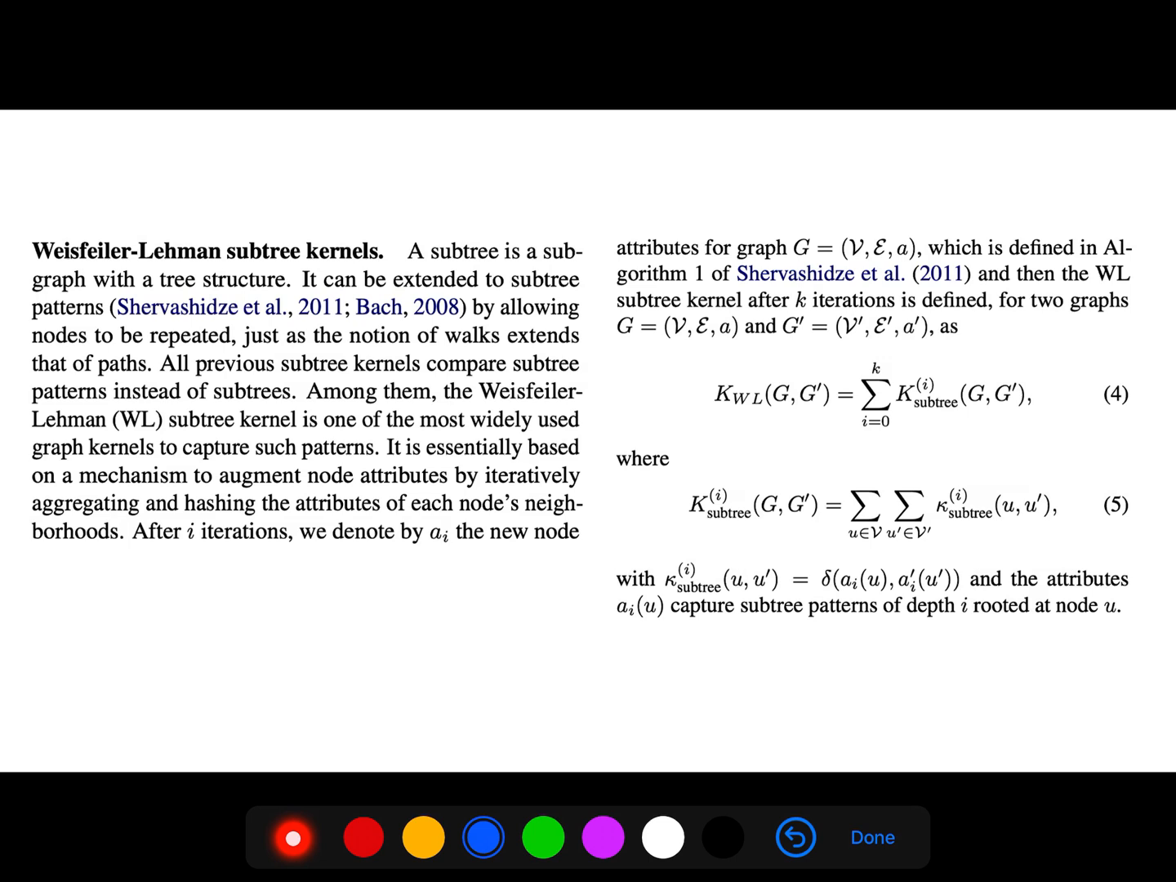It is essentially based on a mechanism to augment node attributes by iteratively aggregating and hashing the attributes of each node's neighborhoods. After I iterations, we denote by A sub I the new node attributes, which is defined in algorithm 1. So for two graphs, KWL and K subtree, you see the subtree and the attributes capture subtree patterns of depth I rooted at node U.